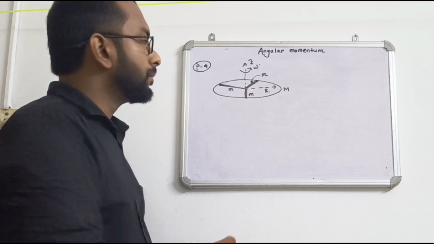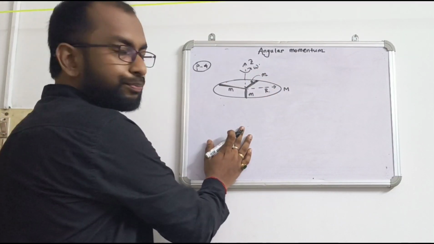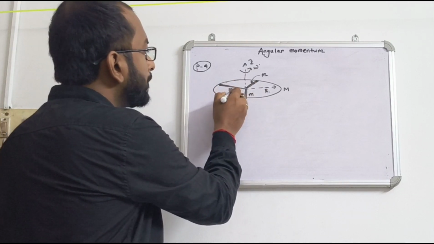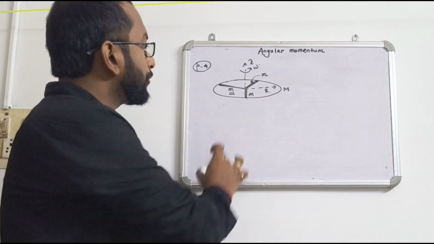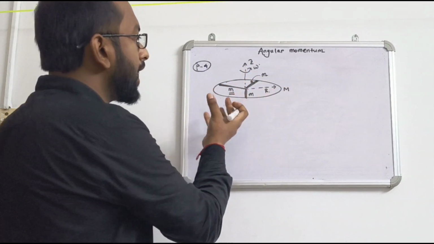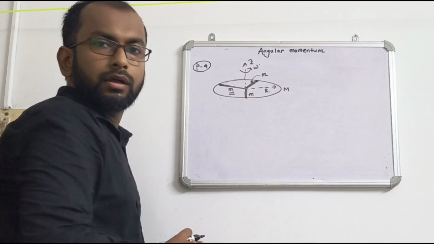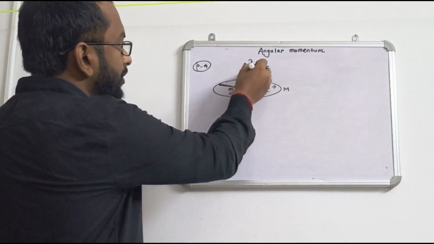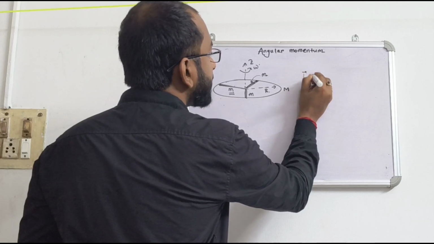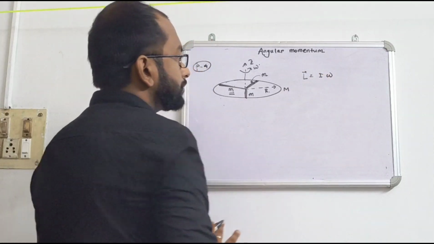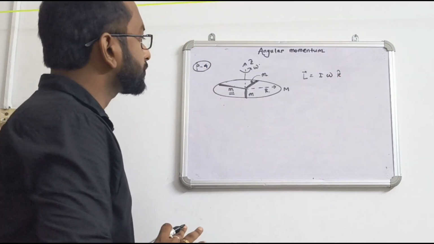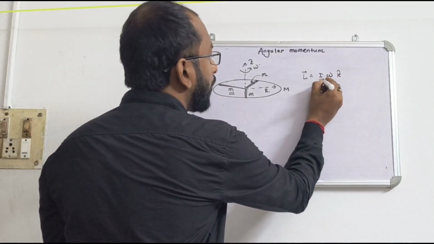Now let us see another problem. This is a ring of mass m which is connected to its center via 3 small rods of mass m of uniform density. Now what will be the angular momentum if this ring along with these rods are rotating with respect to z axis with angular velocity of omega? So L will be basically I into omega into the direction vector of the omega. Okay. Now I have to find out what is going to be the I.